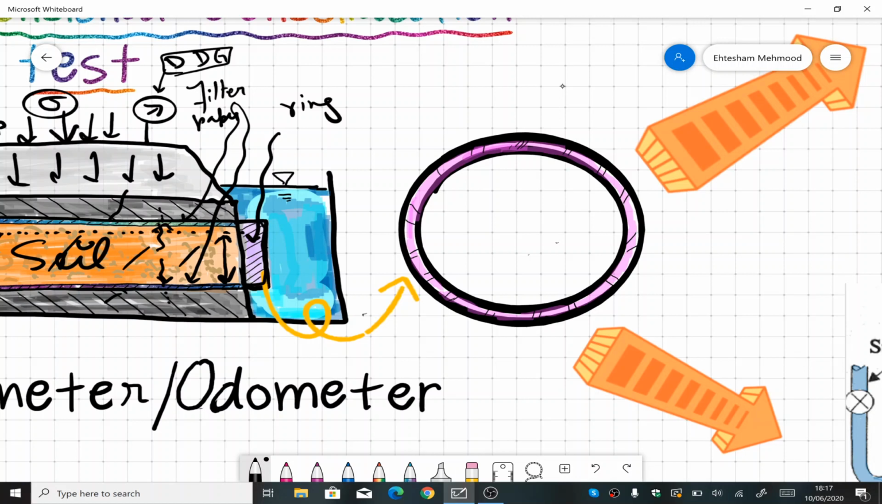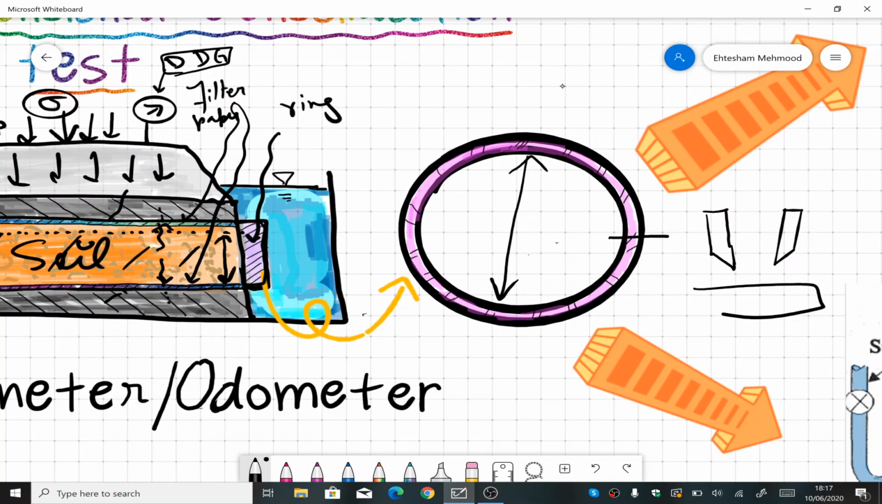All right, so we were talking about the consolidation ring. If I look at the plan view of this ring, it's circular, with a diameter of maybe 2 to 3 centimeters. We will place the soil specimen inside it. If I draw the cross section, the edges are a little bit trimmed at the end like this. So these are the edges, they are trimmed.